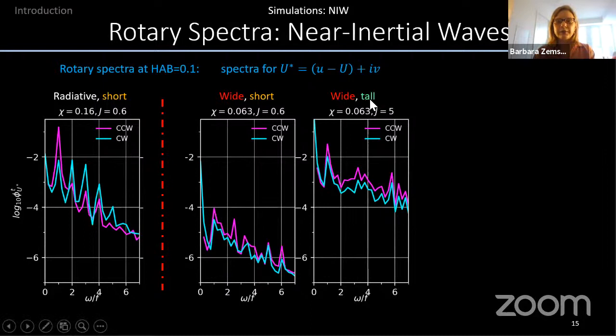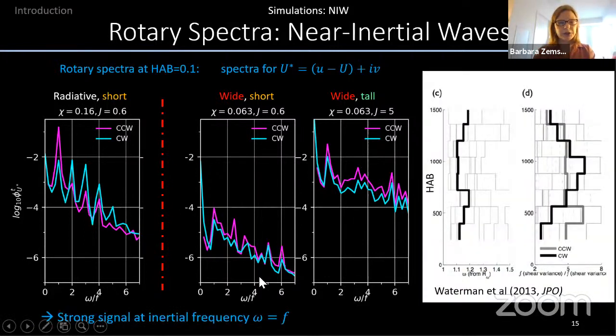However, when the topographic height increases, so this is j equals 5, a lot taller topography, this inertial signal actually does increase substantially. So we are seeing a lot more inertial waves being generated as the topography increases, even in this wide non-radiative topographic regime. And one of the important things I want to note is that there is this strong signal at the inertial frequency omega equals f in both radiative topographies and also in tall and wider topographies.